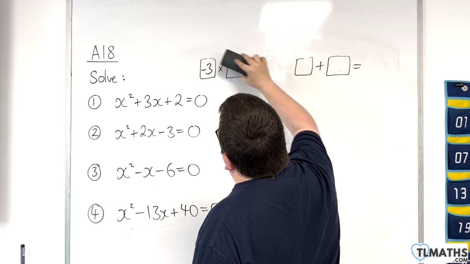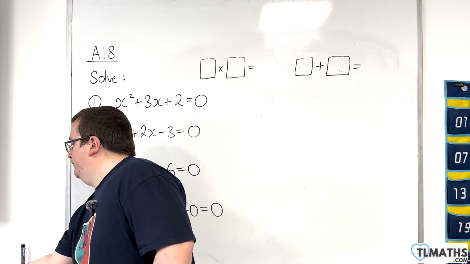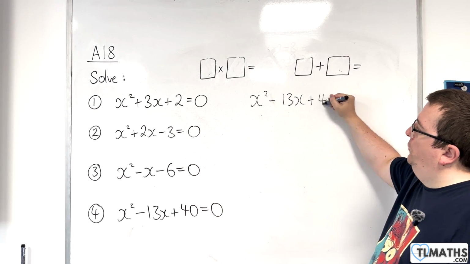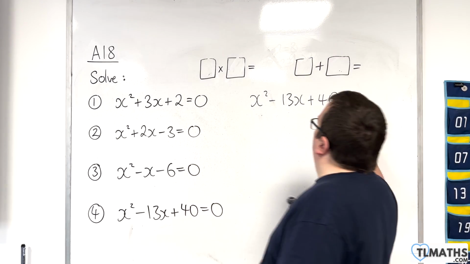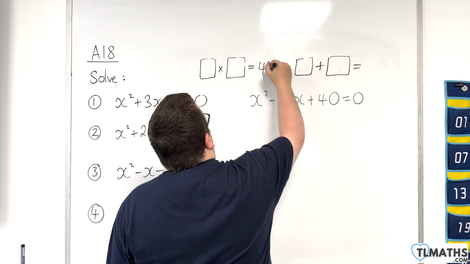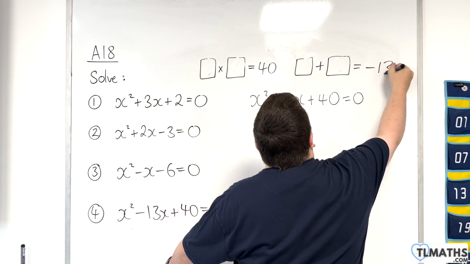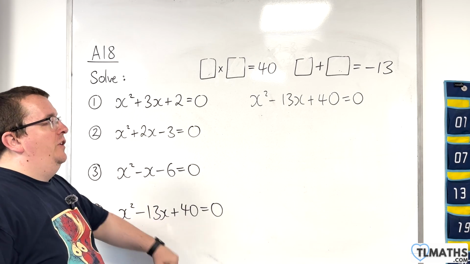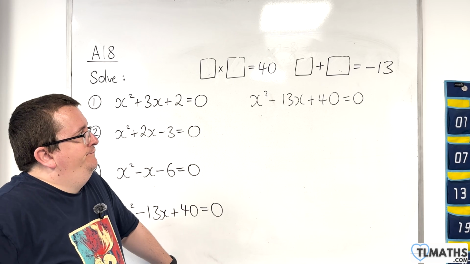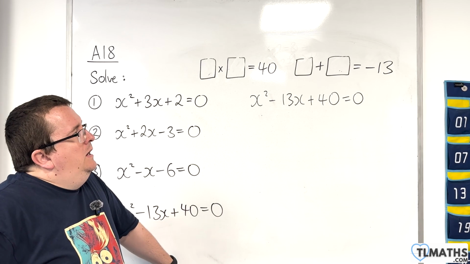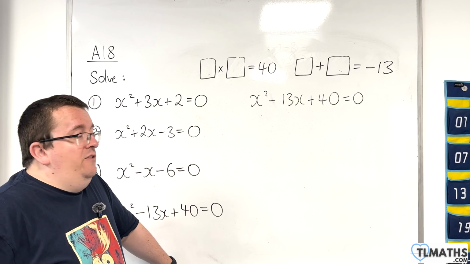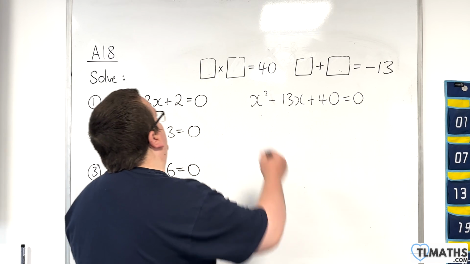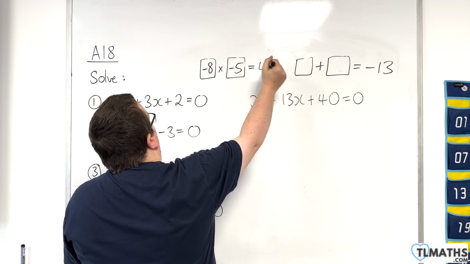Last one. We have x squared take away 13x plus 40 is equal to 0. So we want two numbers that multiply together to make 40, but add together to make minus 13. Okay. So how do we get 40? 4 times 10, but that won't get me minus 13. 8 and 5, 8 times 5 makes 40. Minus 8 plus minus 5 would make minus 13, so that works. Minus 8 times minus 5 is positive 40.